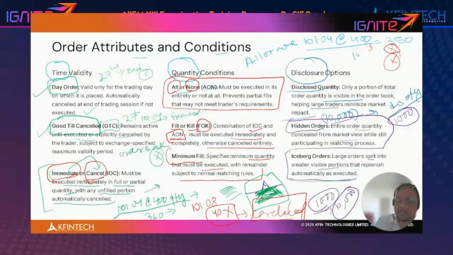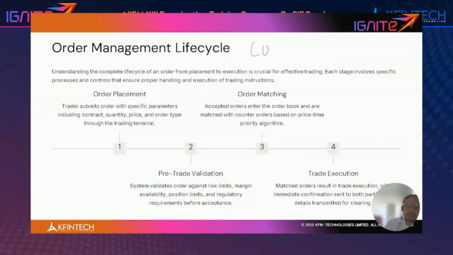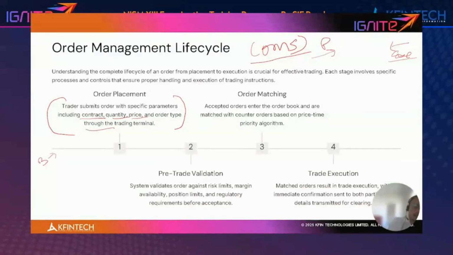So 10,000 shares. And what is the OMS life cycle? What is the order management life cycle? When was it placed till the end? When it's executed and fulfilled? So the order placement: when you're placing an order, you need to put certain details like what is the contract, quantity size, price, and the order type, like buy 4 lots at 101.05 market order. So this is the information required in the order placement.